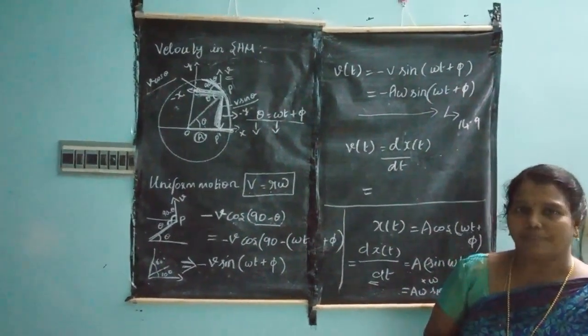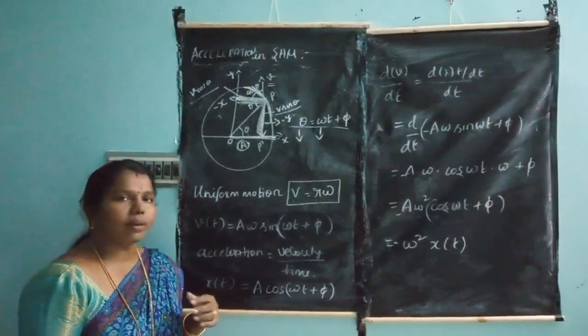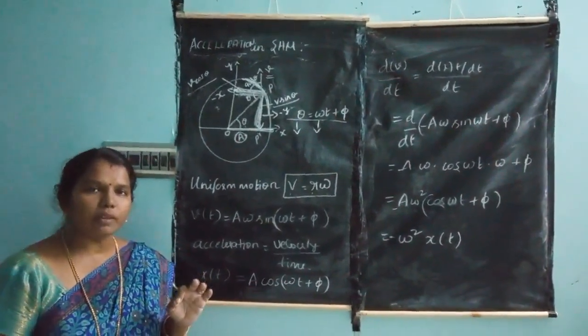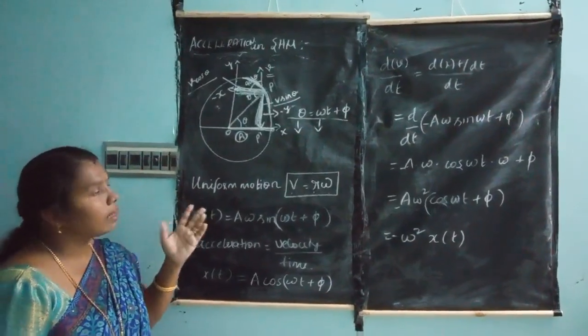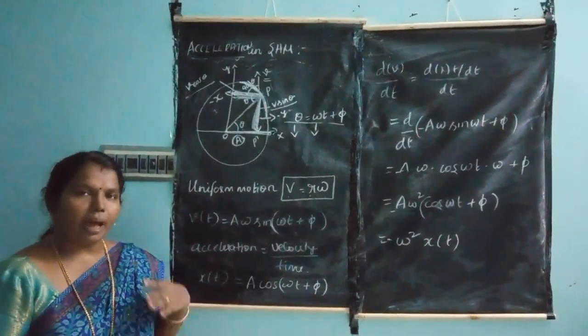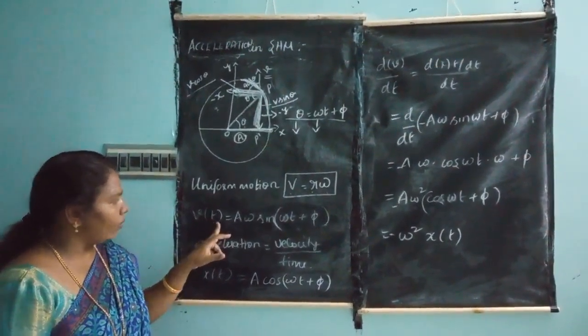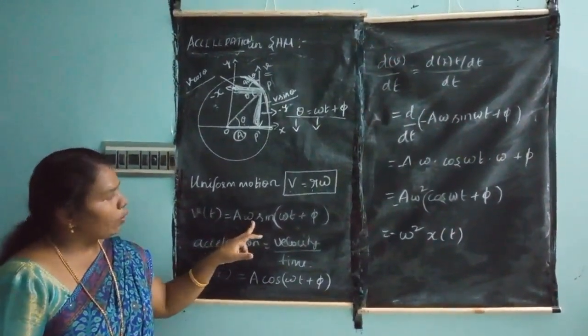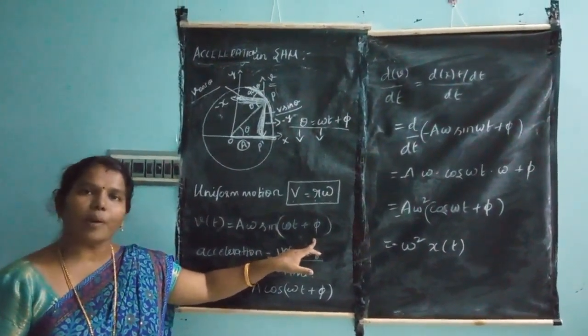Okay, see, the next topic is acceleration. So what is the acceleration? You know that the velocity formula is distance divided by time taken. Therefore, the acceleration formula is velocity divided by time taken. Already I got the velocity in the last classes. That is v of t, which is equal to minus a omega sin(omega t plus phi). This is equation 14.9 in your book.